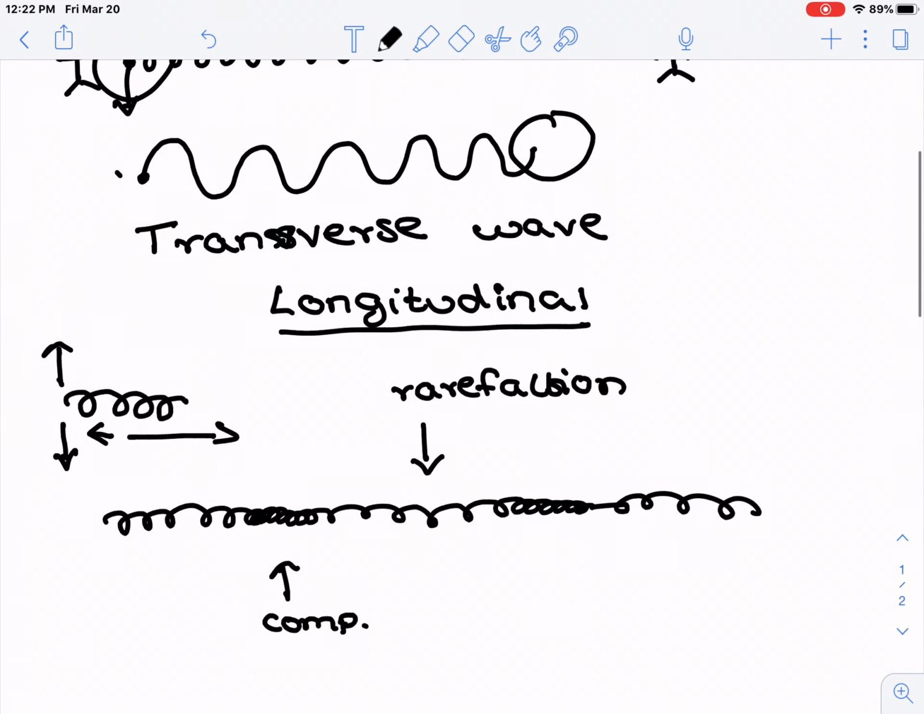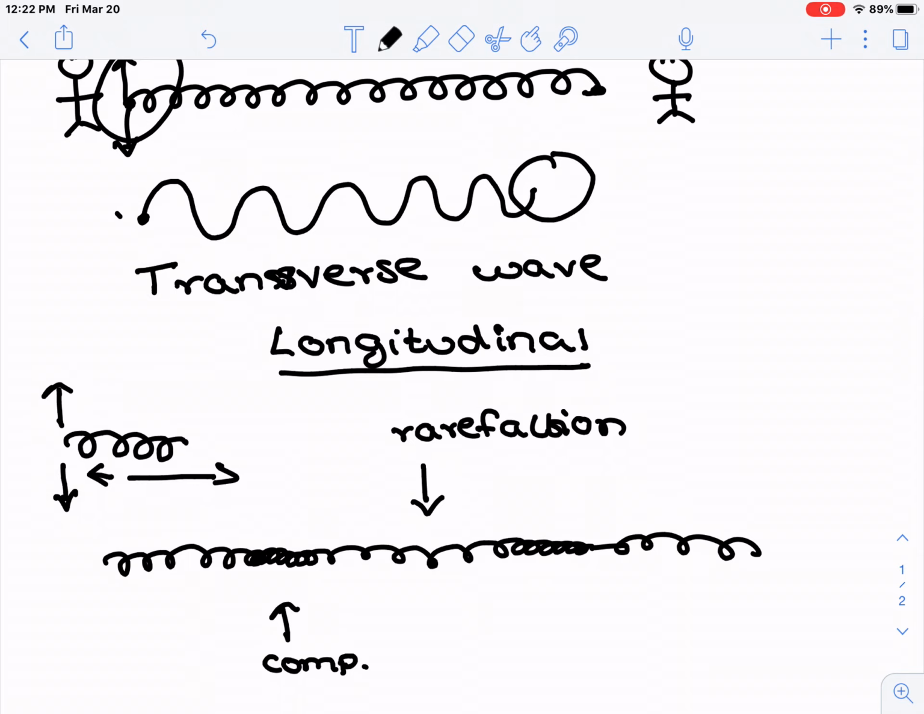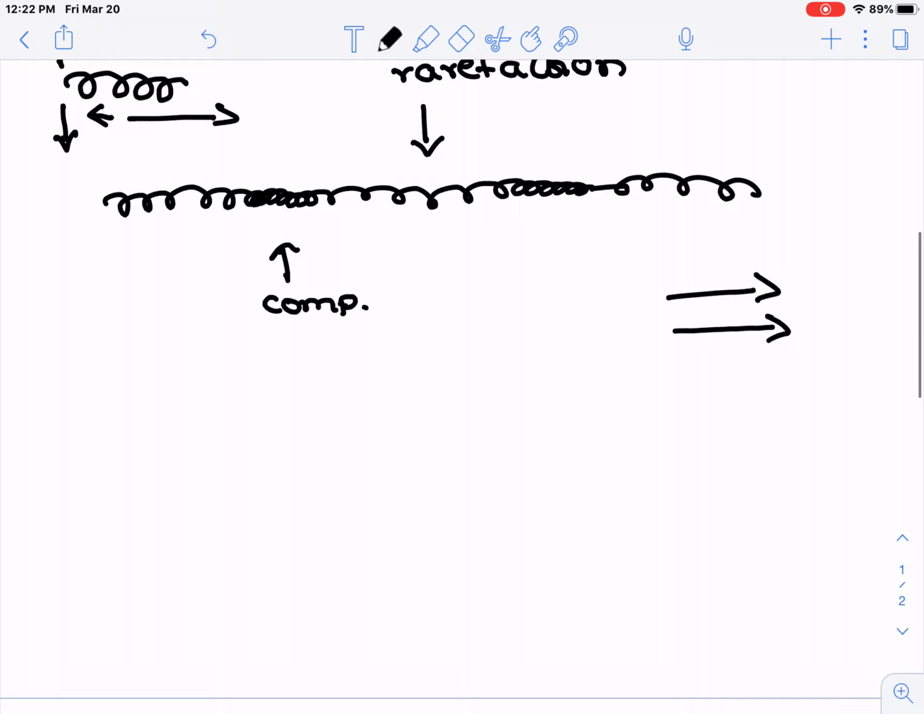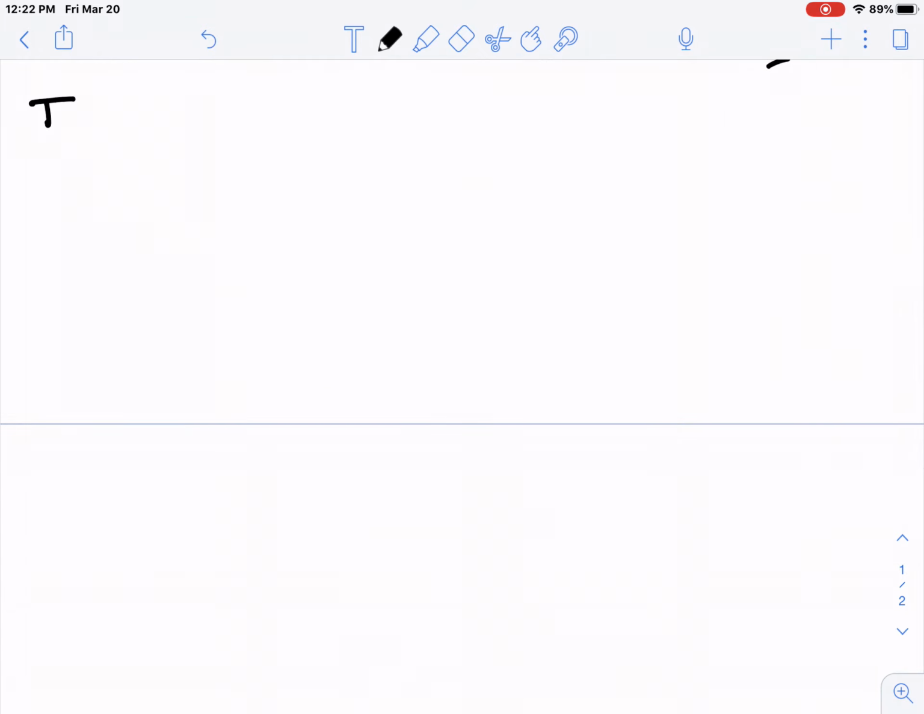The way to differentiate between them is that this first type of wave here has the particles moving perpendicular to the direction of motion of the wave. The particles are moving up and down, whereas the direction of the wave is right and left. Here, the wave is moving parallel to the direction of the particle's motion. The direction of the wave here is this way, and the particles are also moving the same way. So a transverse wave is perpendicular, whereas a longitudinal wave is parallel.